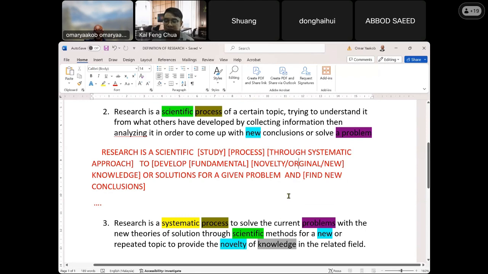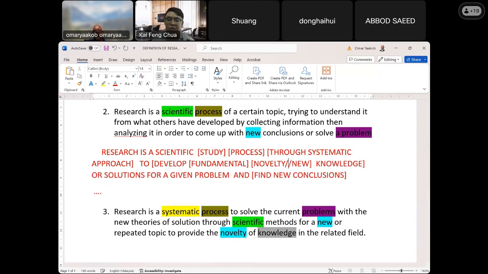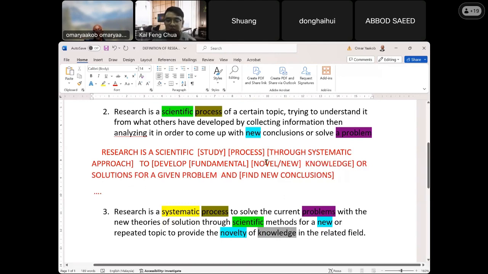Original is not mentioned in the privilege, so I think I reject the privilege. It's either new or novel, new or novel. Okay. Novel knowledge, not novelty knowledge, novel knowledge. Okay. Either novel knowledge or new knowledge. That's the suggestion from Chua. Now, who else?